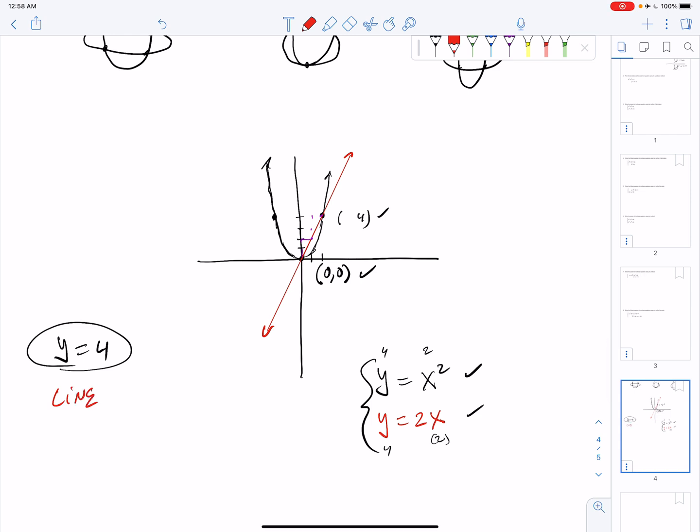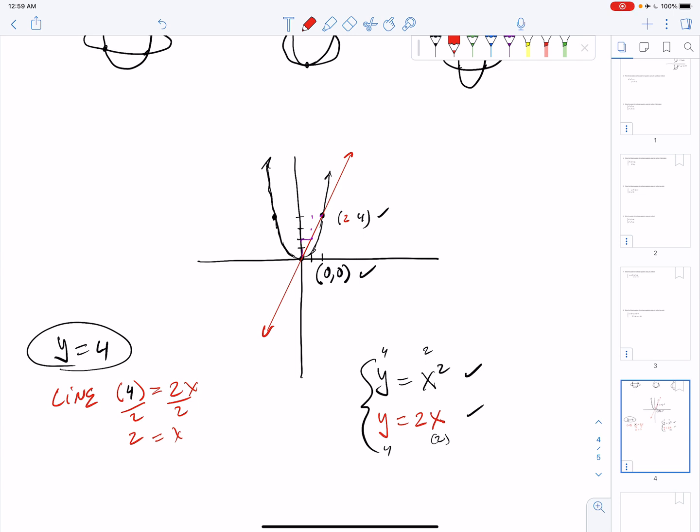The line was y equals 2 times x. And if you put in 4 for y and solved, you would divide both sides by 2 and you'd get x equals 2. Well, it works, yes. You'd get a 2 right there. So that would be the solution.